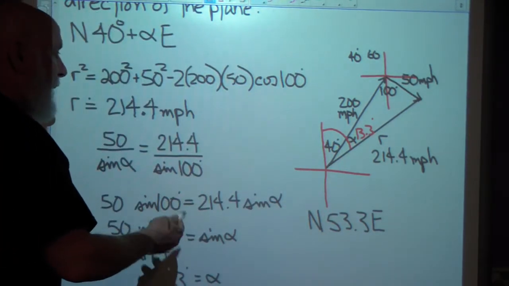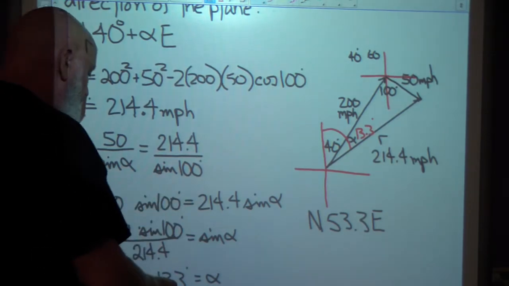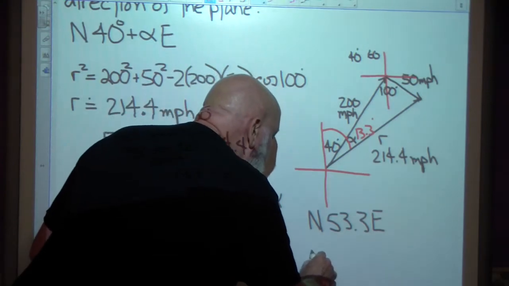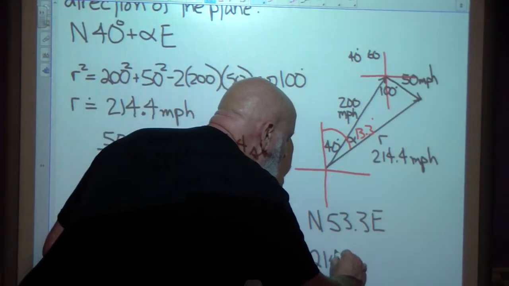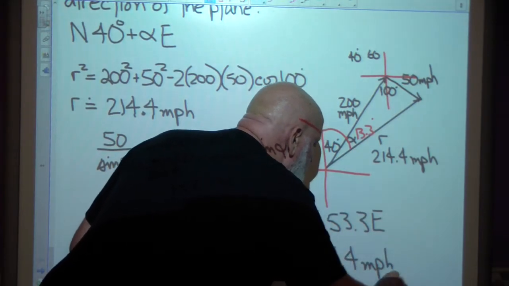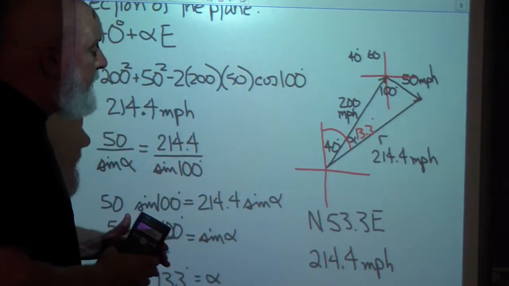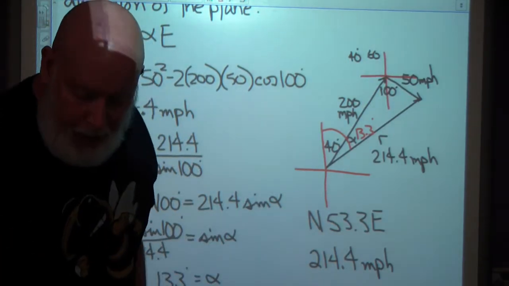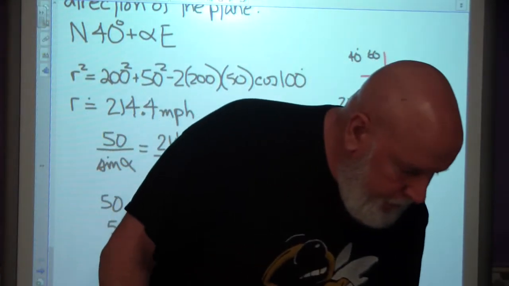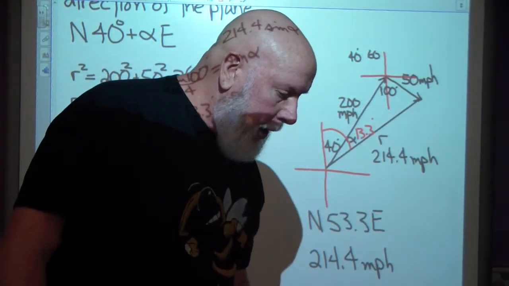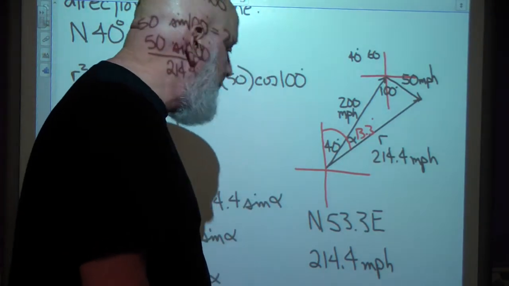And my speed or my velocity will be whatever it was I just found. What did I just find? 214? Those are the two things we were asked for. So if I was in a multiple choice situation, I'd look for both of those. And hopefully those are right. I've got the answer key around here somewhere. 214.4 miles per hour at north 53.3 degrees east.